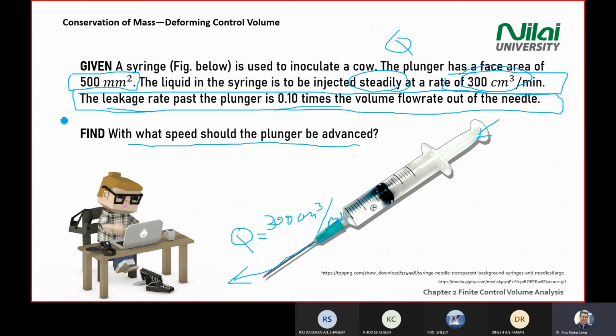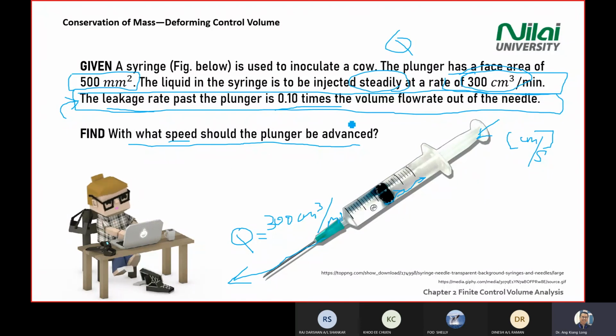You need to consider that there's a leakage rate where some flow can escape from the wall here, which will slow down the Q here. So you need to consider that, and then what is the speed that you need to push? The unit the answer is asking for the speed in is cm per second.